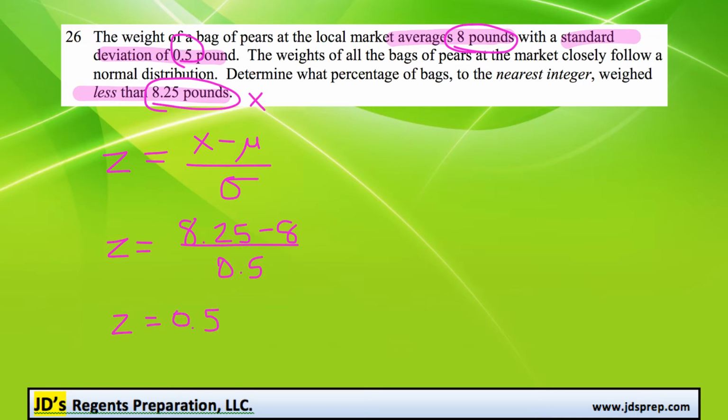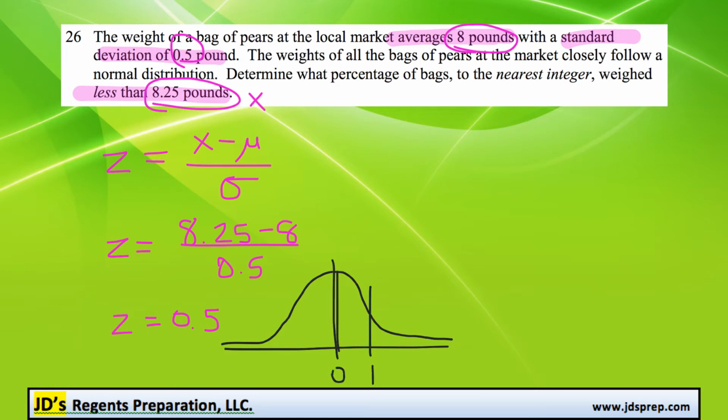If you were to imagine your normal distribution curve like this, where in the center we have a z-score of 0, and a z-score of 1 might be around here, 0.5 would be right on here. Because we're looking for what percentage is less than that, we would be looking for the area, or the percentage, that is to the left of the z-score of 0.5. So we can see it's going to be a little bit more than 50%.